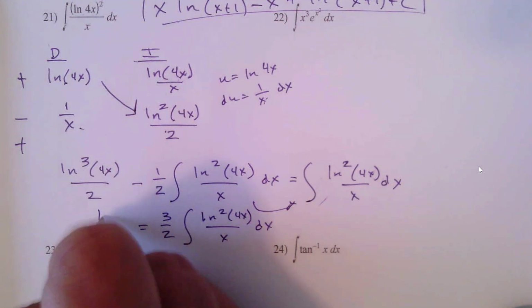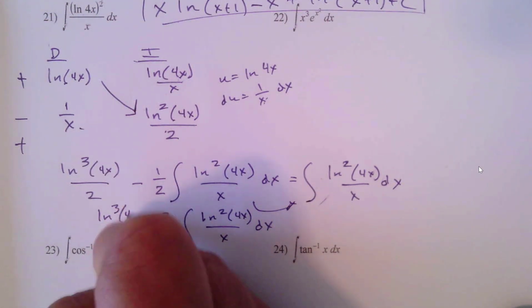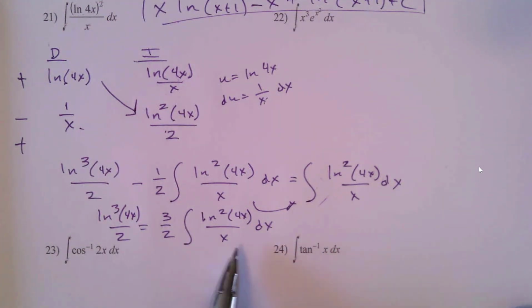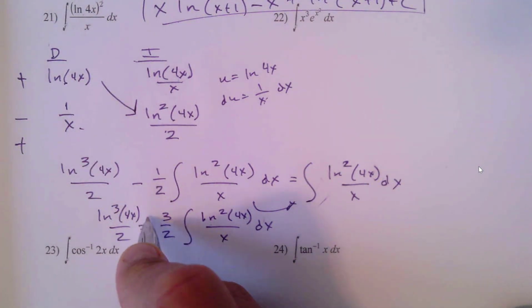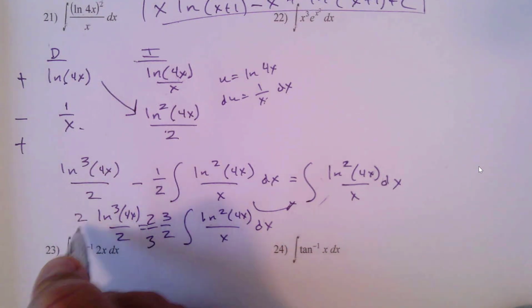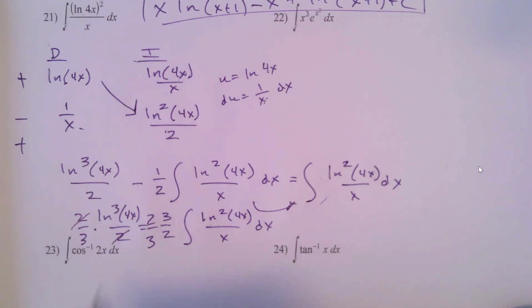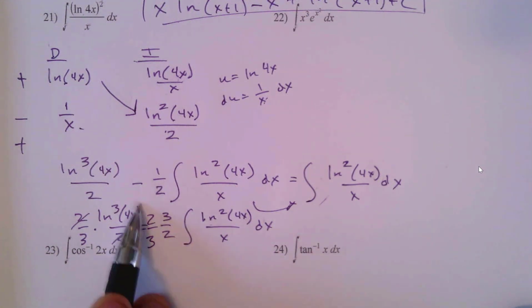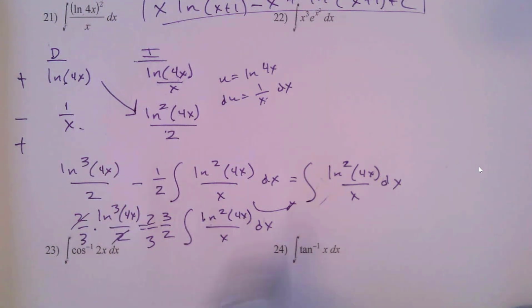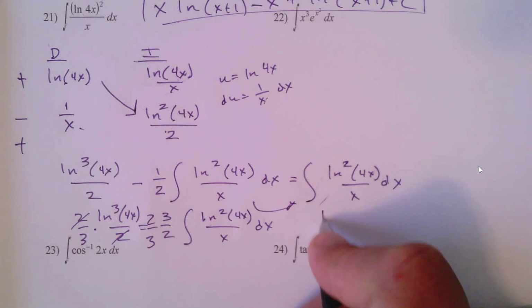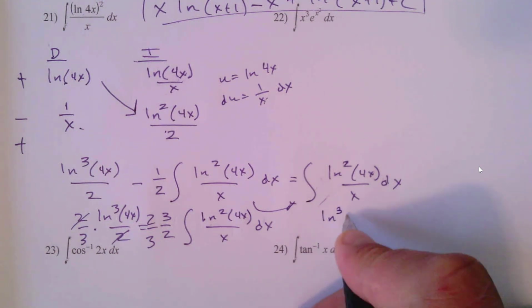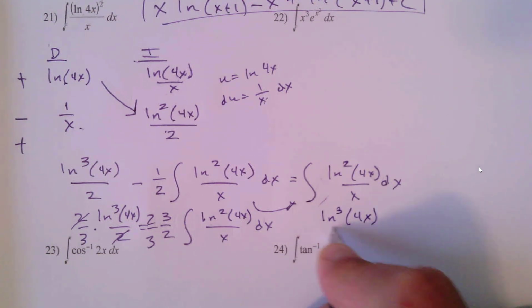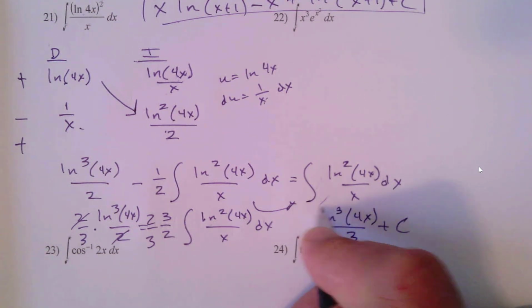Is equal to natural log cubed of 4x over 2. And if I want to solve for the original integral, which is what we have up here, I just need to get rid of the 3/2. So we're going to multiply both sides by 2/3, multiply this side by 2/3. The 2's would cancel, and our original integral is equal to natural log cubed of 4x over 3. So the final answer is just going to look like this: natural log cubed of 4x over 3. And then don't forget the plus c.